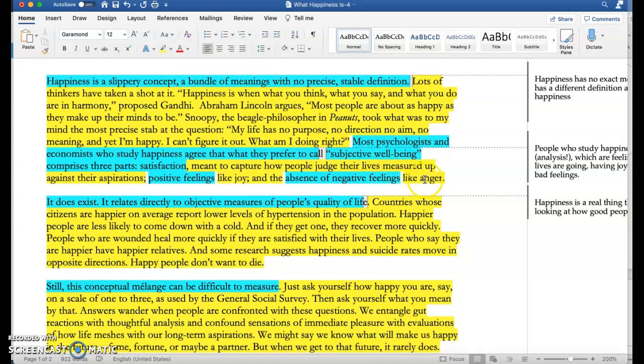it leads up to the main idea, which is that most psychologists and economists, so these are two schools of academic research who study happiness, agree that what they prefer to call subjective well-being, which is just another term for happiness, comprises, which means is made up of, three parts: satisfaction, positive feelings, and the absence of negative feelings. And you can see that in between, I've highlighted part of what Porter added, because these are actually explanations of the three components that make up happiness.